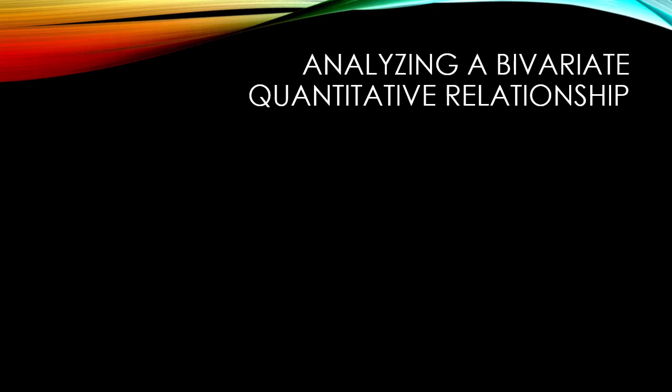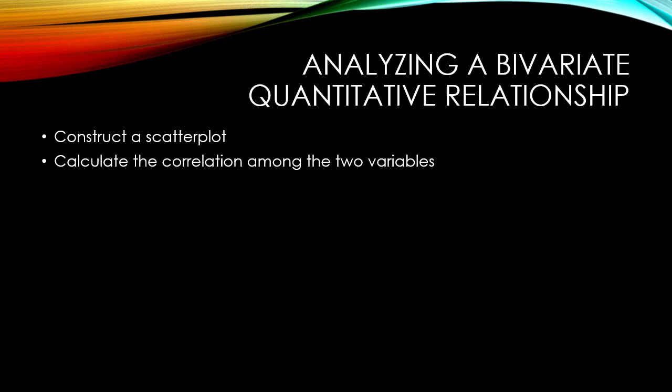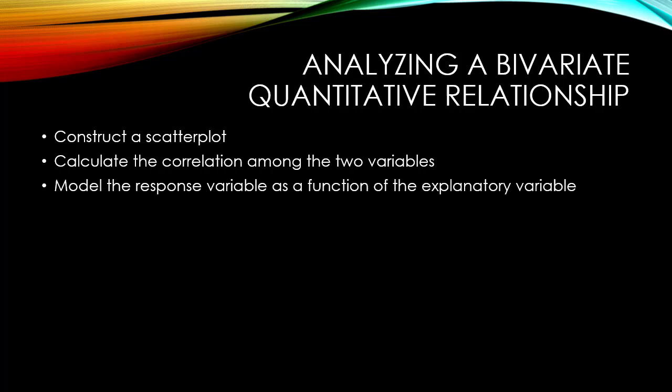There are three steps that we typically take to analyze a bivariate quantitative relationship. They are, in order, the construction of a scatter plot to graphically illustrate the relationship, the calculation of a correlation among the two variables to provide us a statistic to measure the strength of that relationship, and the creation of a model in which we view the values of the response variable as a function of the values of an explanatory variable. You should already know how to construct a scatter plot and calculate a correlation, so let's turn our attention to this third step.